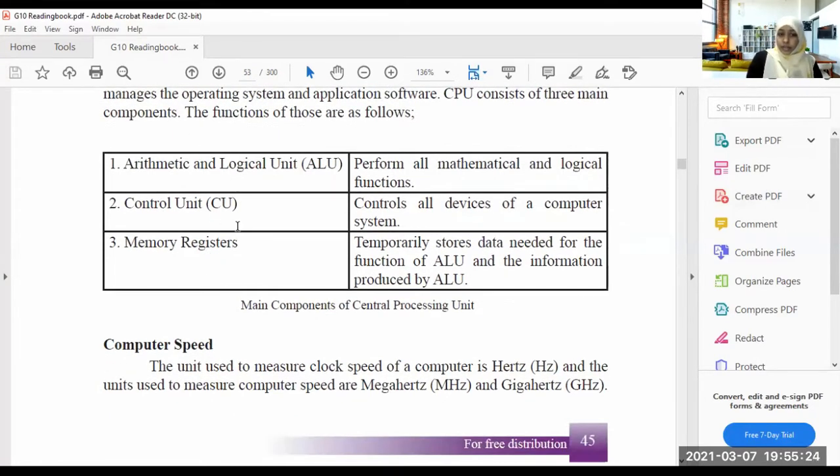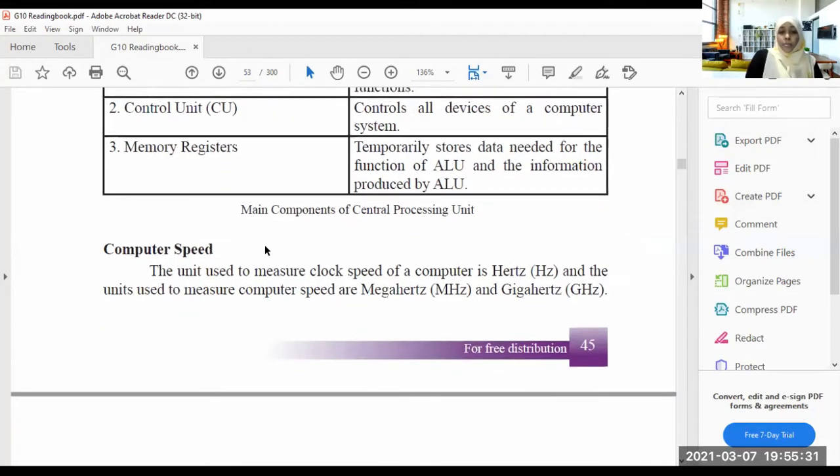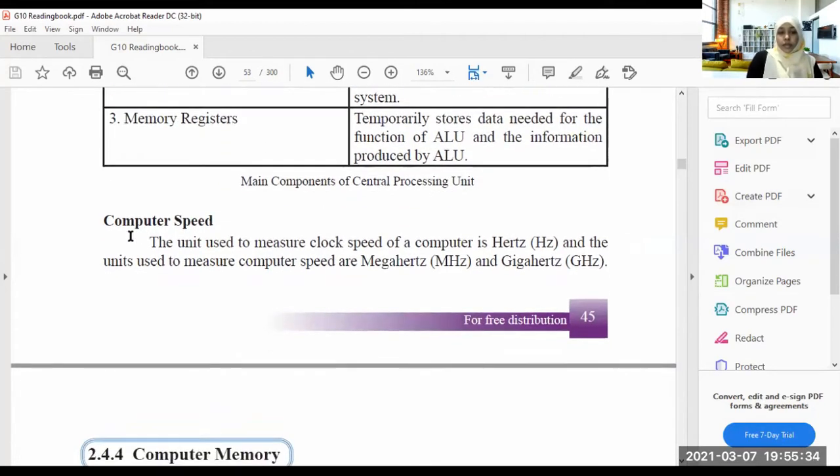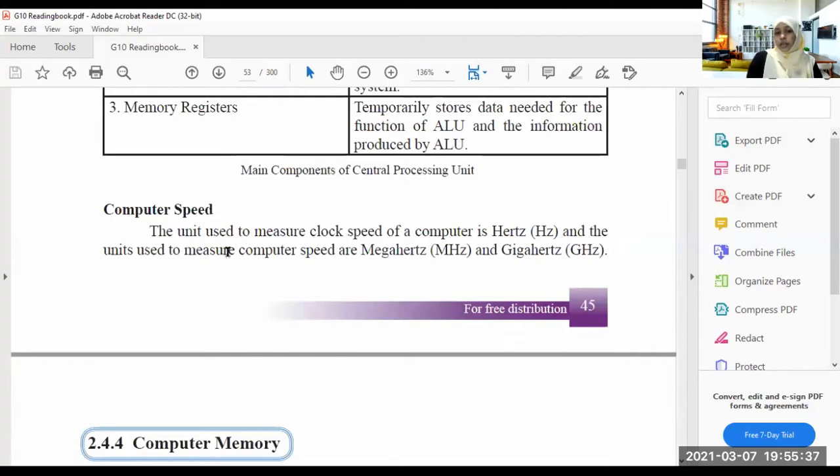So now you know what is done by each of these CPU parts or components. And the unit used to measure the clock speed of a computer is hertz, and the units used to measure computer speed are megahertz or gigahertz. So whatever speed we measure for the computer is measured in megahertz and gigahertz.